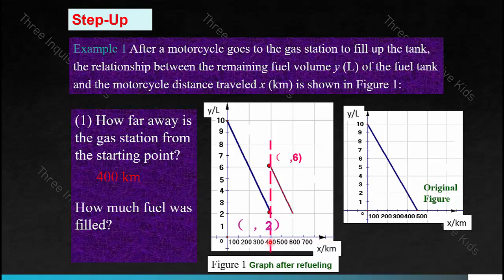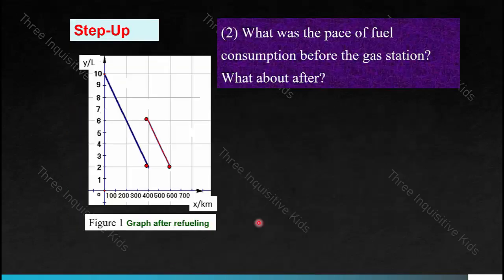How much fuel was filled? All you have to do is look at the difference between the amount of fuel after filling it in and before. So 6 and 2, subtract, you have 4 liters. Step up. What was the pace of fuel consumption before the gas station, and what about after? Now this is a velocity problem again because it says pace. So we already know that this point has coordinates of 400, 2 and 400, 6.